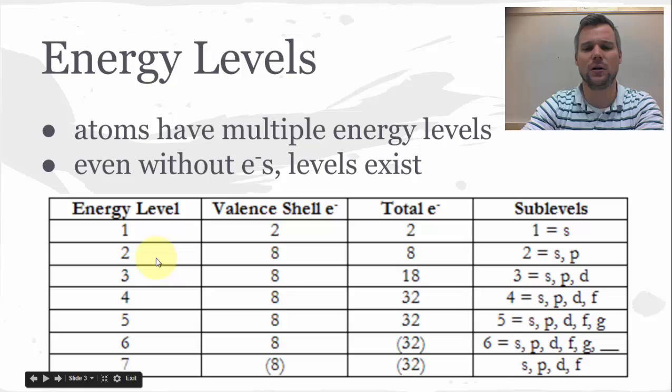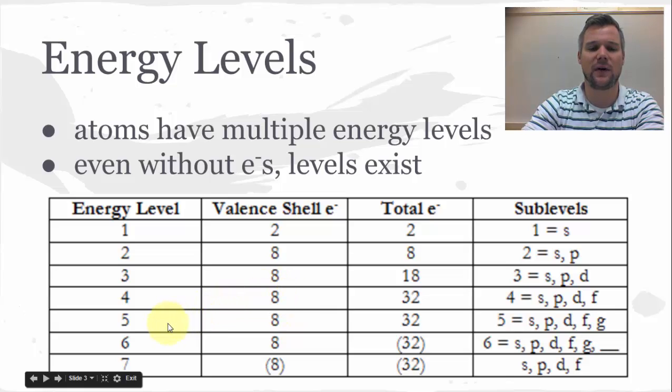Energy level 2 happens to be able to hold 8 electrons, with a valence shell of 8, and there are 2 sublevels here, S and P. Energy level 3 can hold 18 total electrons. It has 3 sublevels, S, P, and D, and again 8 valence electrons. So here comes that octet rule that we keep talking about. Energy level 4 can hold a total of 32 electrons, and we have S, P, D, and F, so 4 different sublevels, 1 sublevel for each letter. And again, the valence electrons are 8.